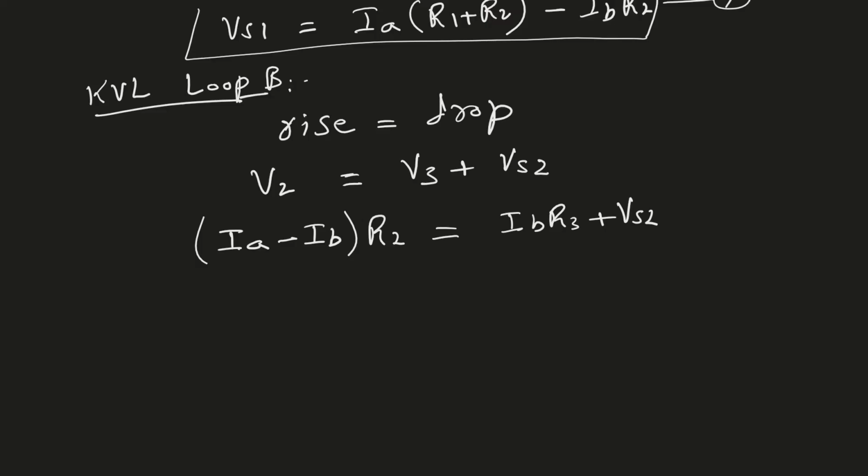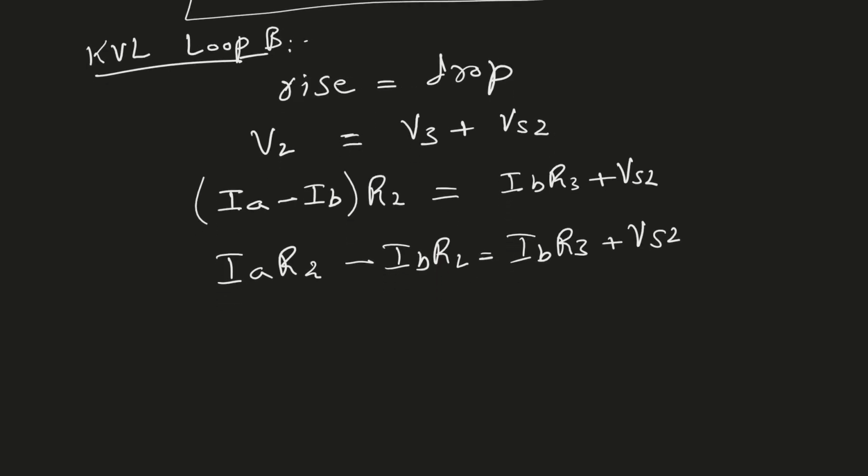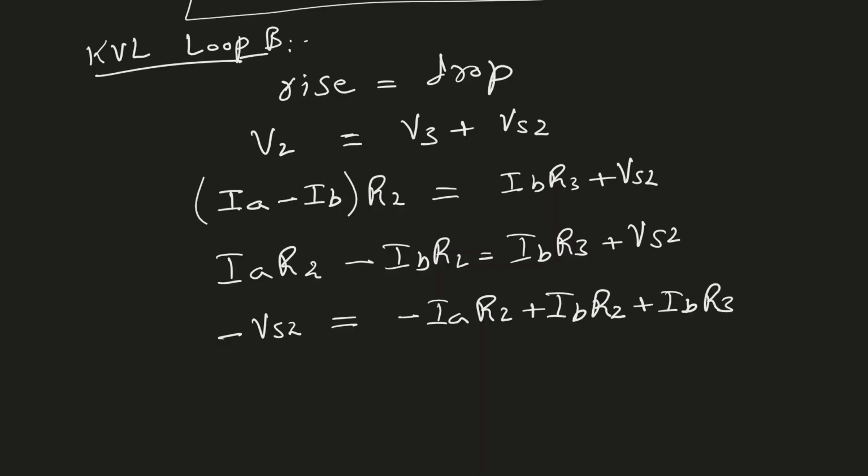If I want to write this equation in a similar way as I wrote it before, let's do the following. IA times R2 minus IB times R2 equals IB times R3 plus VS2. So I will bring VS2 to the left-hand side and the rest of the quantities to the right-hand side. So I will have negative VS2 equals negative IA times R2, positive IB times R2, positive IB times R3. That will give me negative VS2 equals negative IA times R2 plus IB times (R2 plus R3).